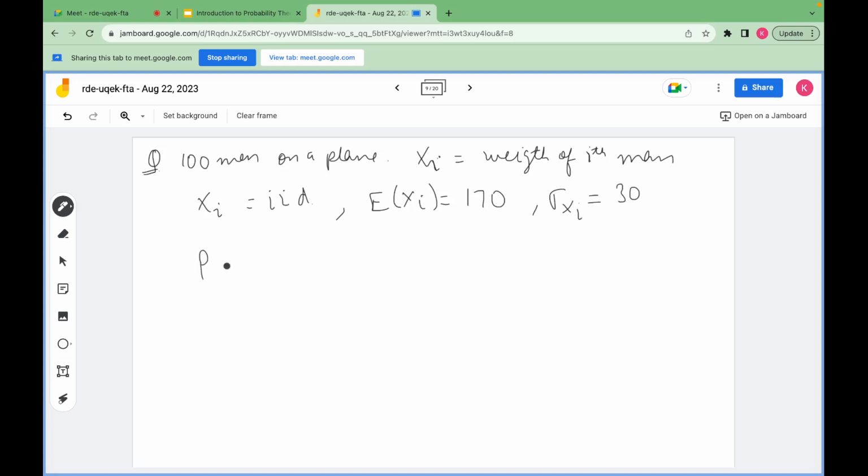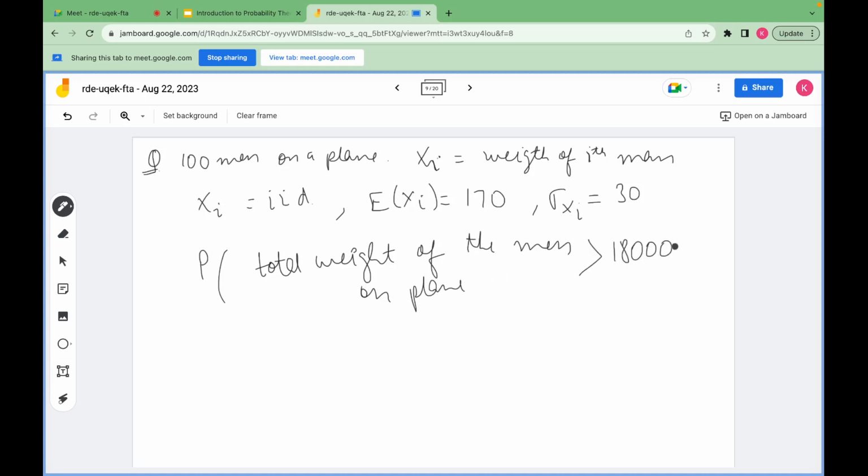Now we need to find the probability that the total weight of the men on the plane is greater than 18,000 pounds. So we need to find the probability that the total weight of men on the plane is greater than 18,000. So let's take W, which denotes the sum of the weights of all the 100 people.